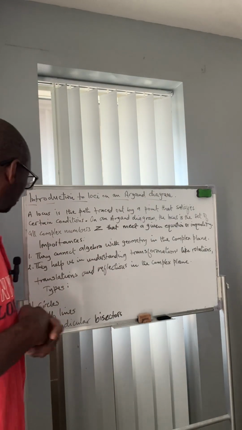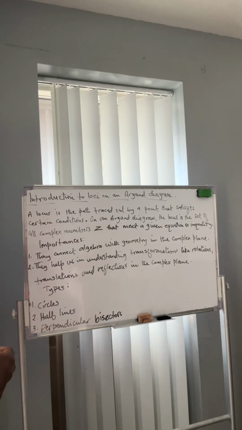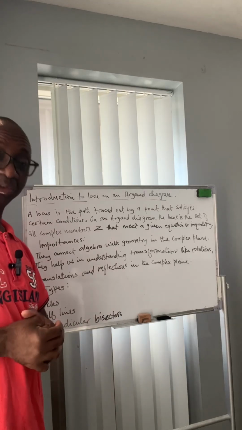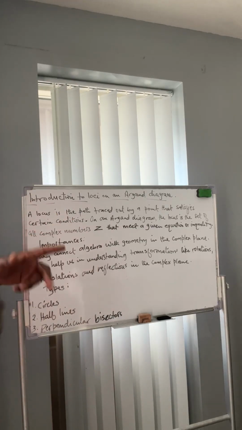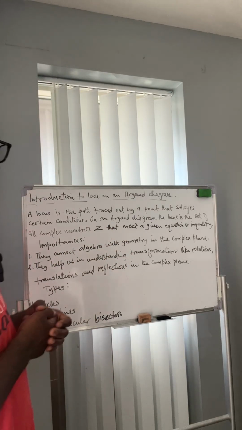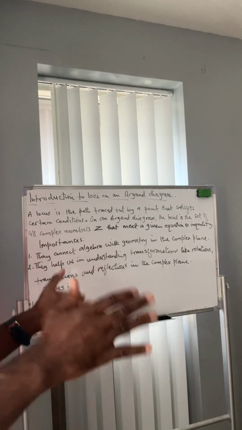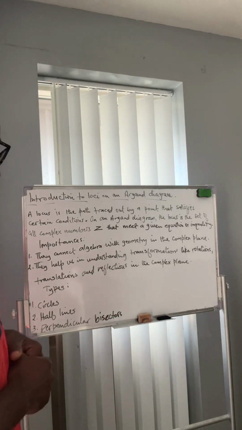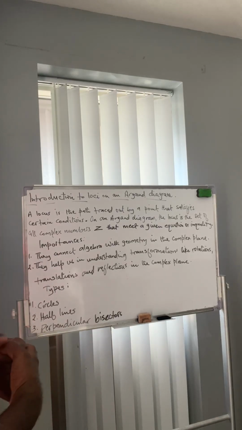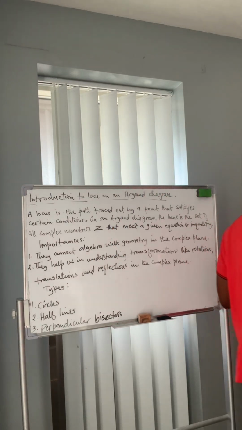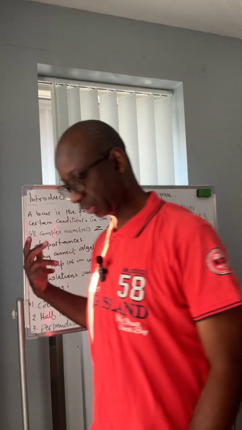The second point here I want to highlight is that they help us in understanding transformations like rotations. You are rotating an object on an Argand diagram. Translations, you know what translation is? You're moving the objects from one position to another position. And as well as reflections in the complex plane. This is the importance of studying this topic.